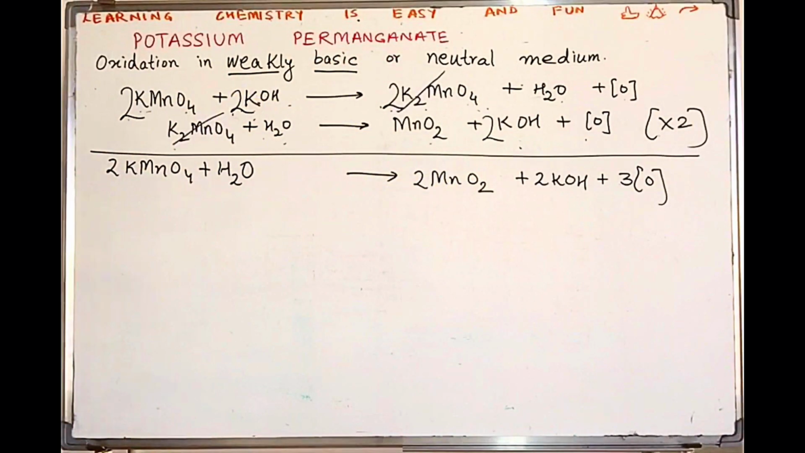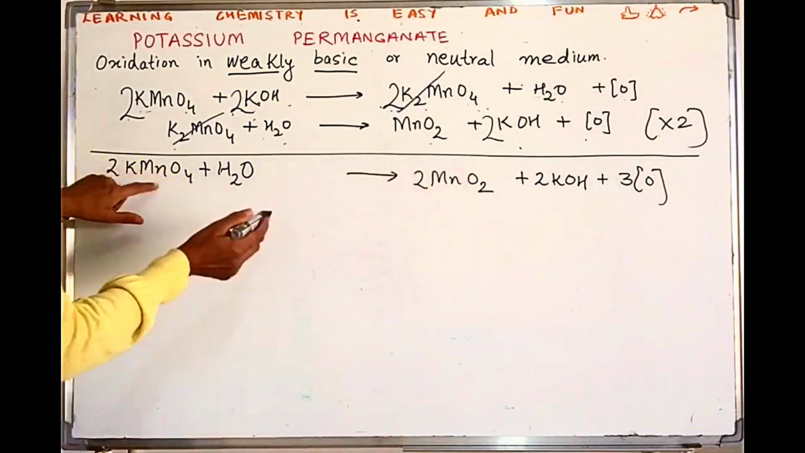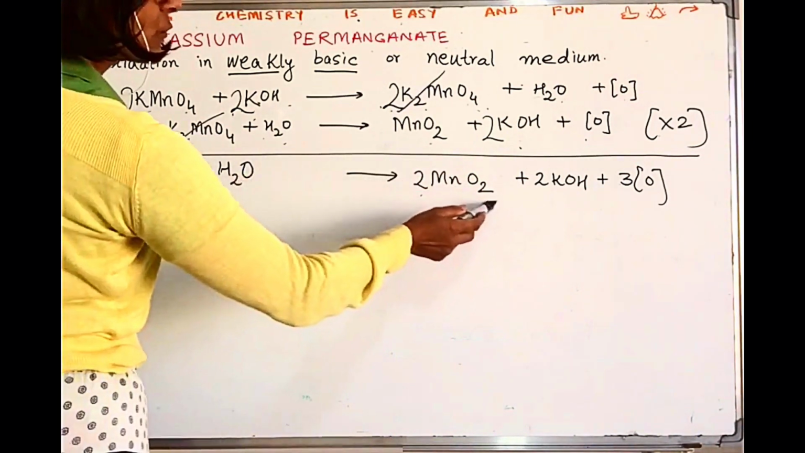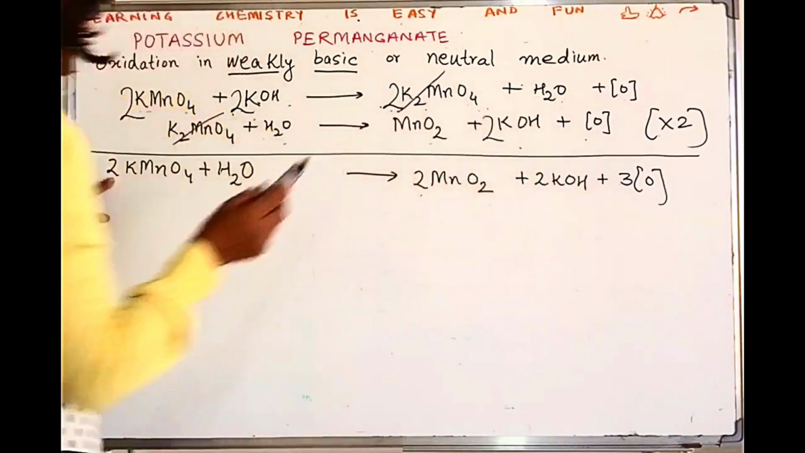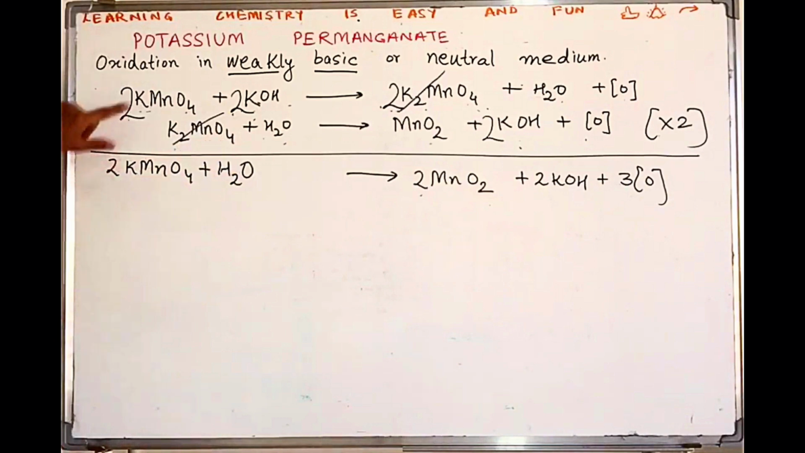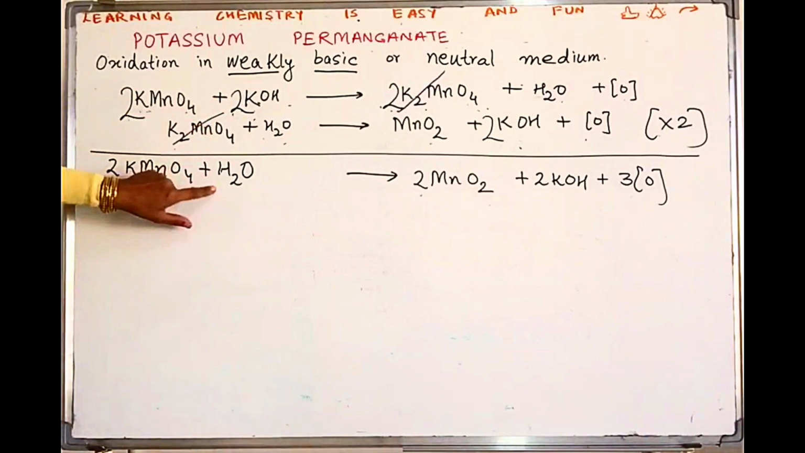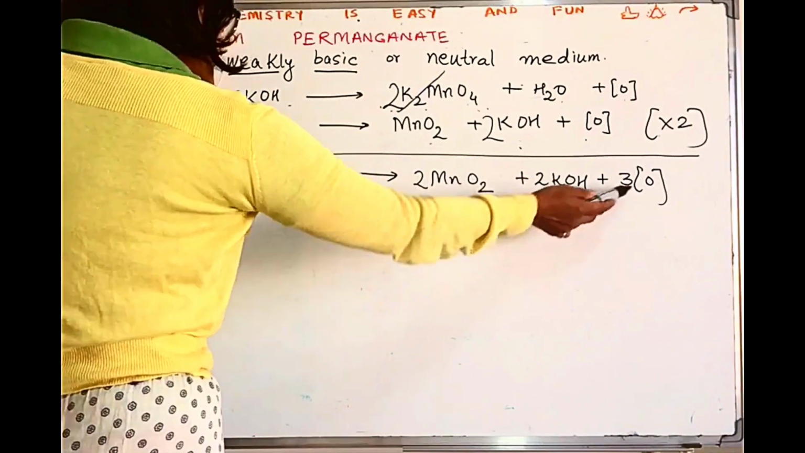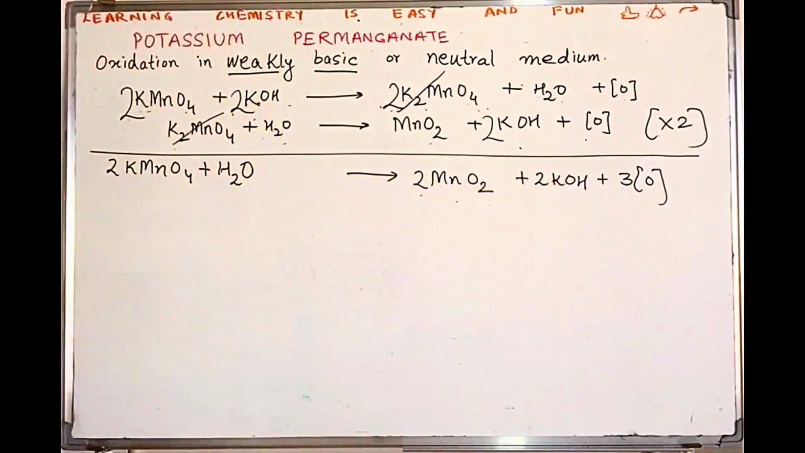Let us see, is our equation complete? 2 potassium, 2 manganese. 4 times 2, 8 and 1, 9. 2 times 2, 4, 5, 6, 7, 8, 9. Right? Hydrogen 2. We started with an alkaline medium, but in the end equation, we are only getting water as one of the reactants. So KMnO4 plus water gives you MnO2 plus KOH plus 3 nascent oxygen. That's our first equation which we are going to use in the partial equation method.